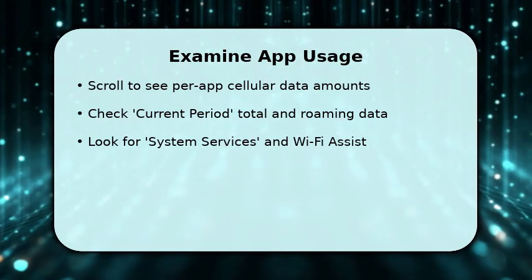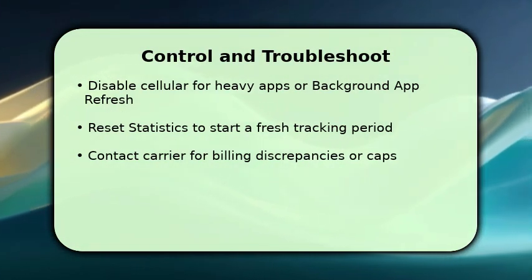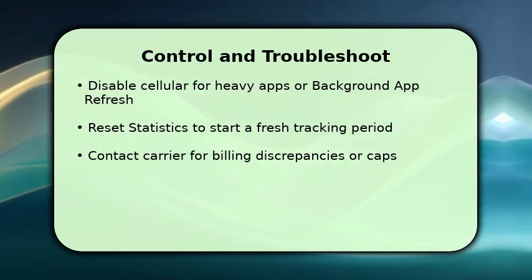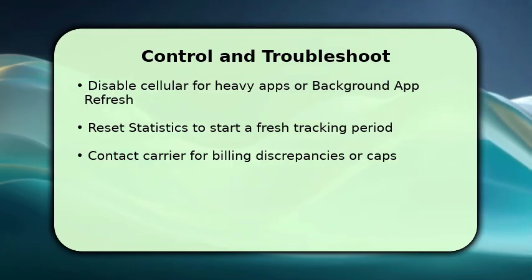To finish, toggle off cellular for any high-usage apps or turn off background app refresh to reduce passive data. If you want a clean baseline, tap Reset Statistics at the bottom and note the date. That gives you an exact tracking window versus your billing cycle.